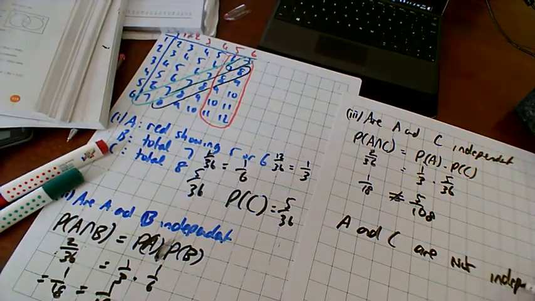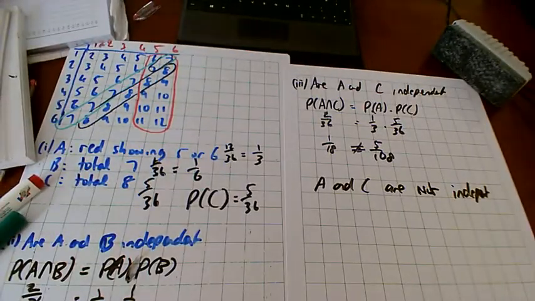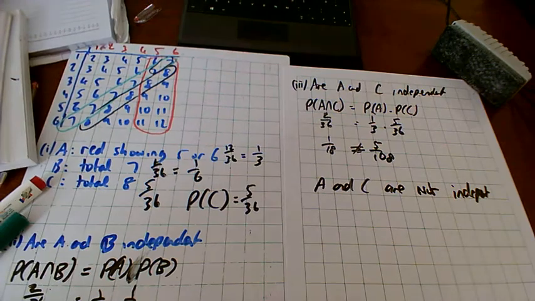So it's actually quite easy once you get around to doing it. It's finding the probability of the intersection, the probability of the two events on their own, and multiplying them and seeing if they equal the probability of the intersection. The part that you have to go back and revise is probably conditional probability.